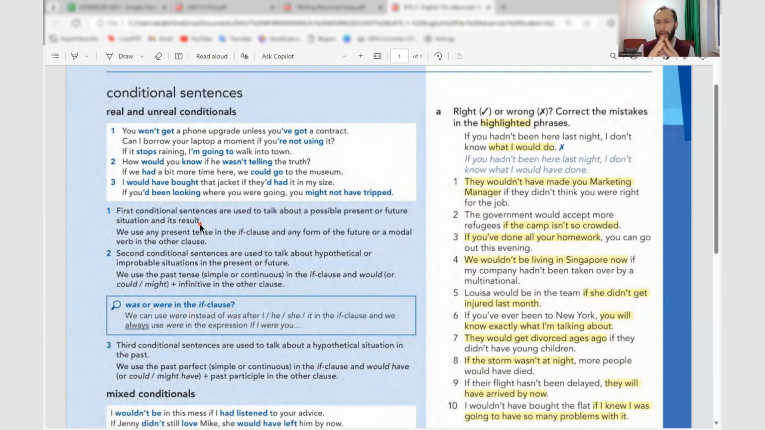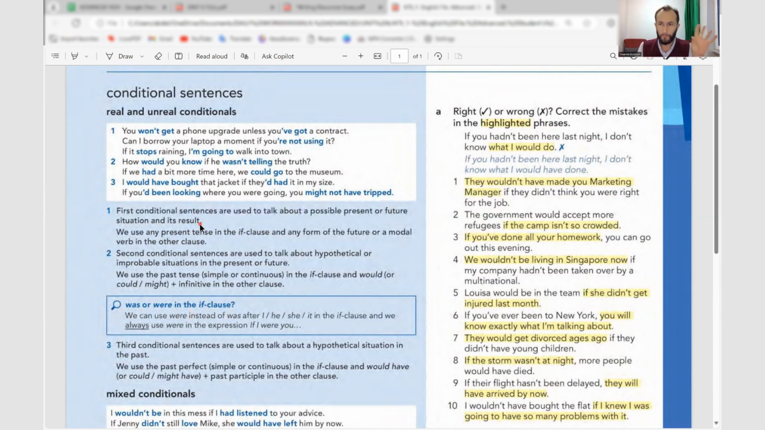And there will be will or will not in the result part or the main part. We use will or will not or won't. The conditional part, we use present tense. That's the rule that we need to keep in our mind. Now the first conditional.